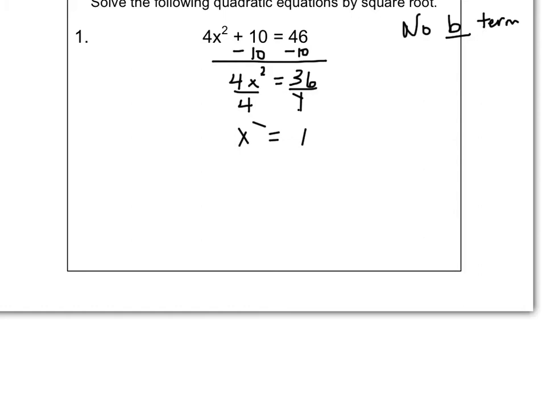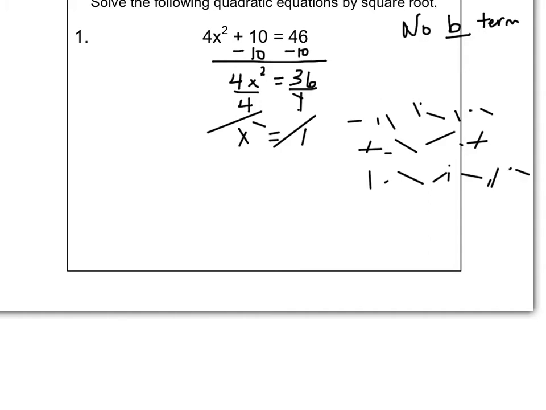Now that I have the x squared term by itself, I'm going to take the square root of both sides of the equation. Okay? An important note. Anytime you take the square root of both sides, you must make the number both positive and negative.